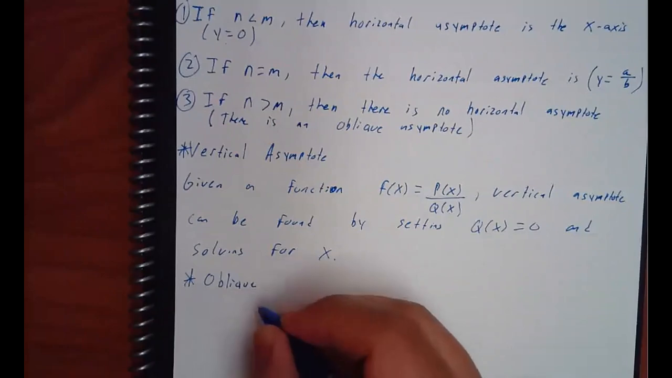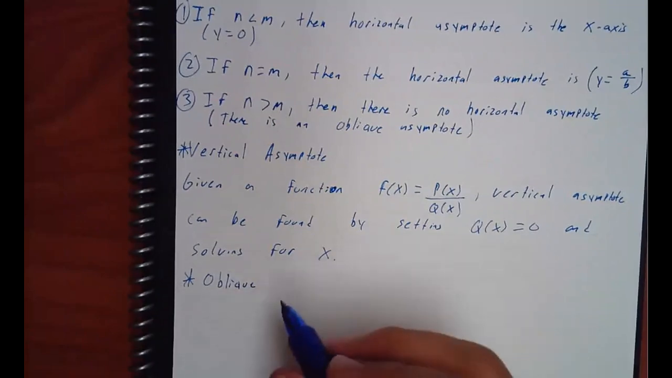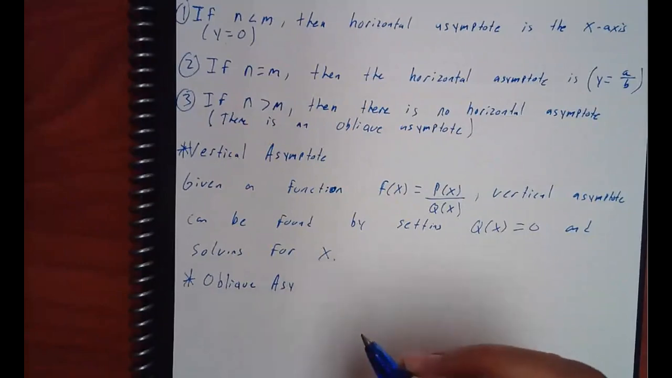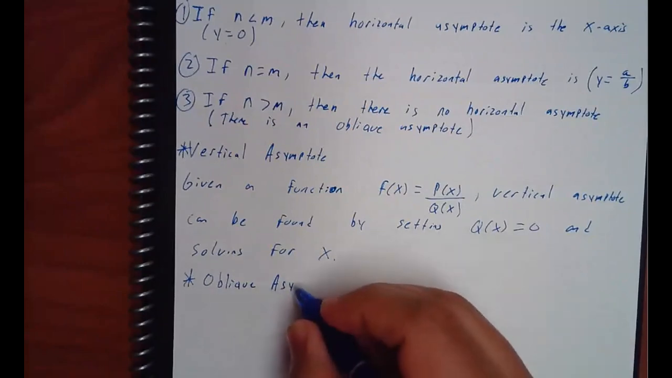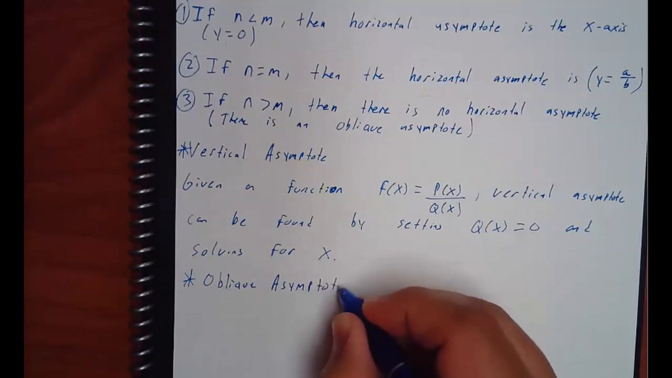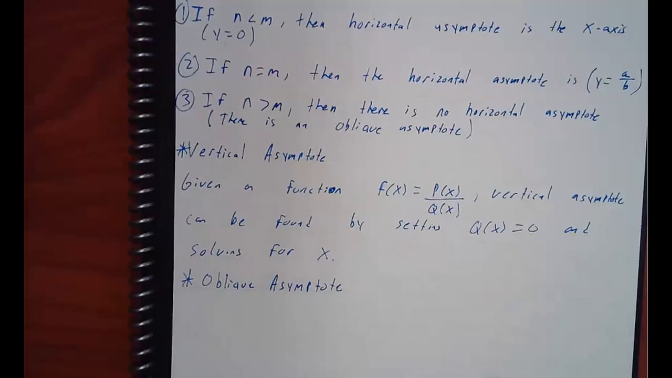But there's also something called an oblique asymptote. Can you guys hear me okay? I don't know. Someone was saying the connection's a little off. I don't know if that's me or not. I think you're fine. Okay. Could be their connection.